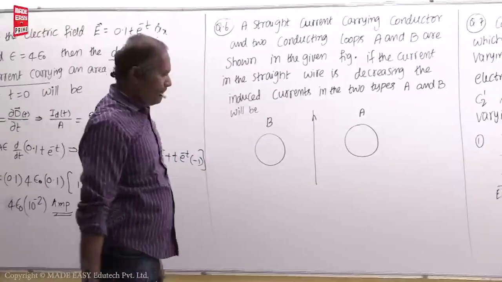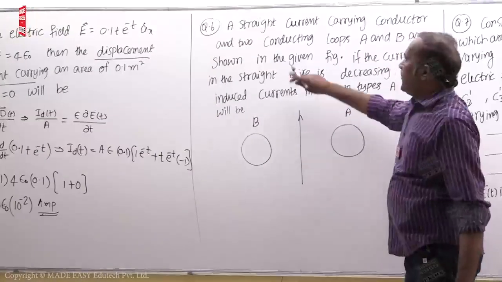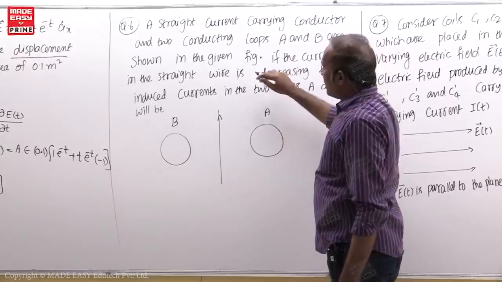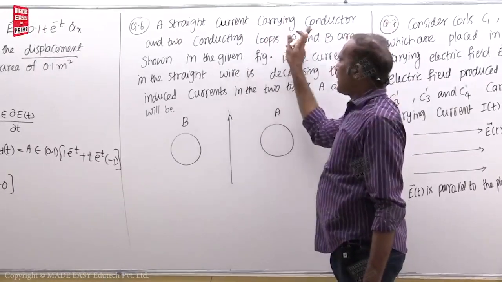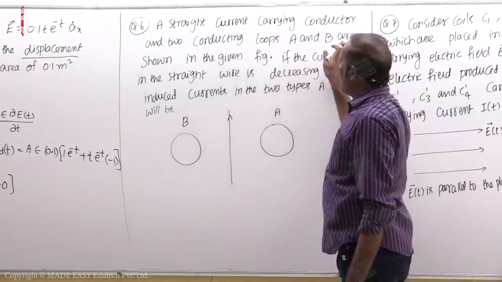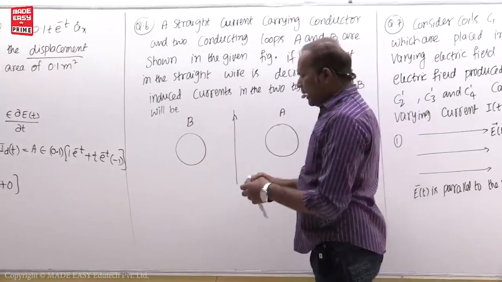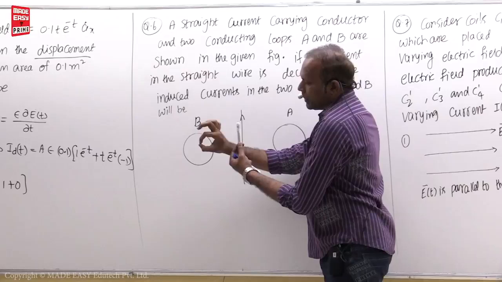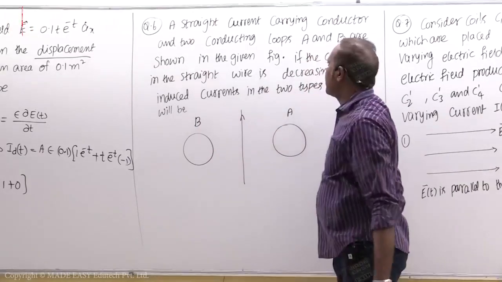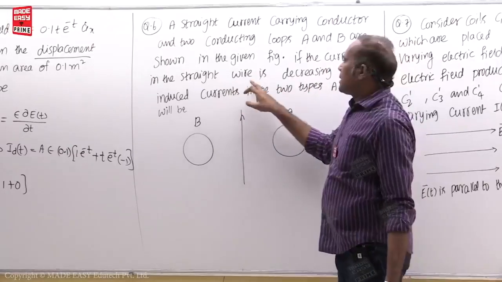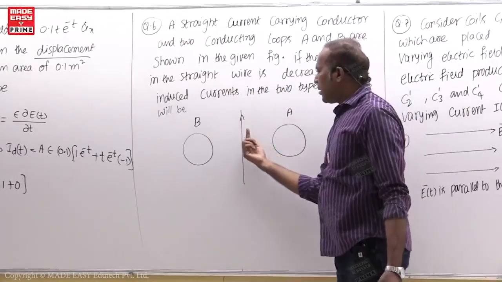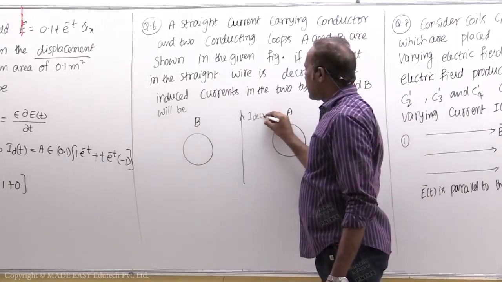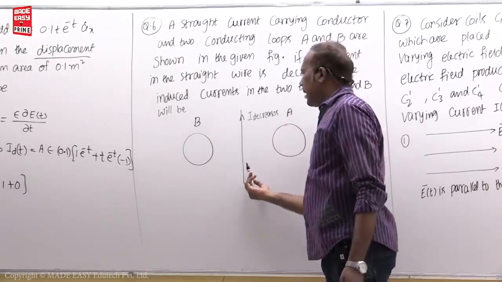Now this question you see, a straight current carrying conductor, this one, and two conducting loops A and B, this is A, this is B. Actually, if I get out of the board, this is the conductor like this, and here one conductor loop is there, and here also one conductor loop is there like this. If the current in the straight wire is decreasing, that means he has given arrow mark like this. He has given I decreases in this direction. That is what given information.